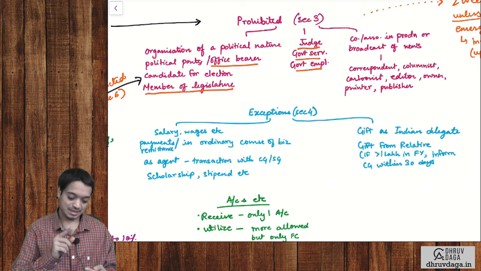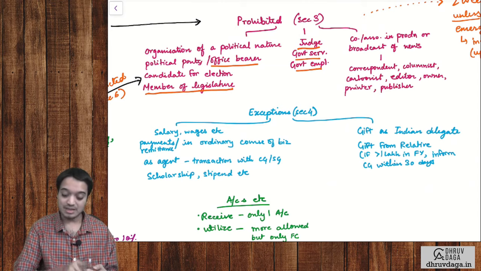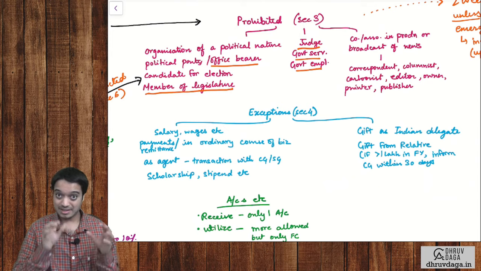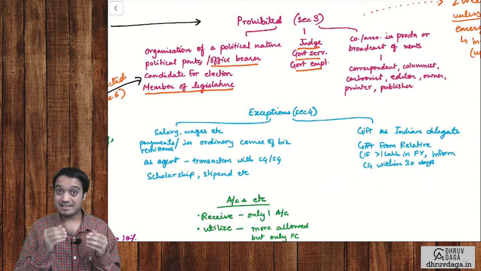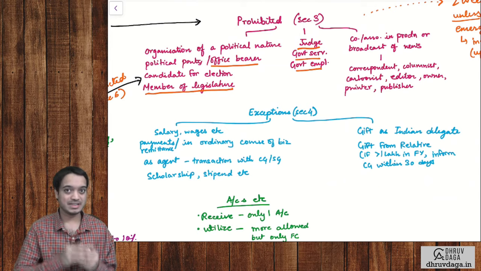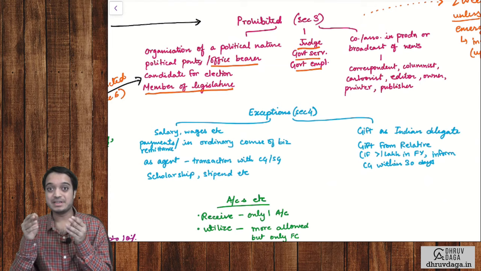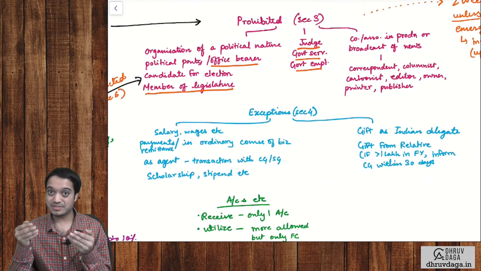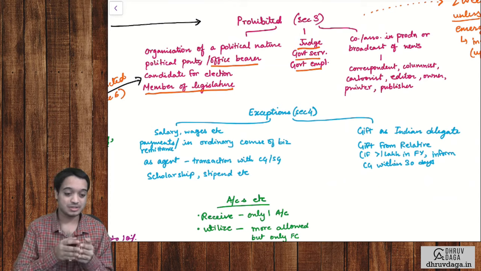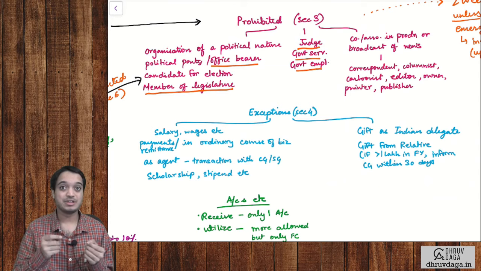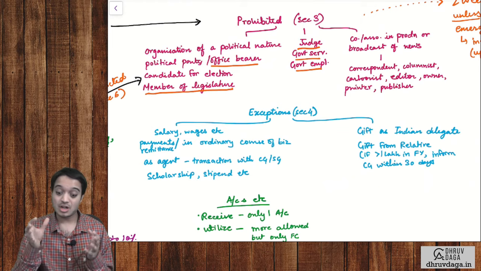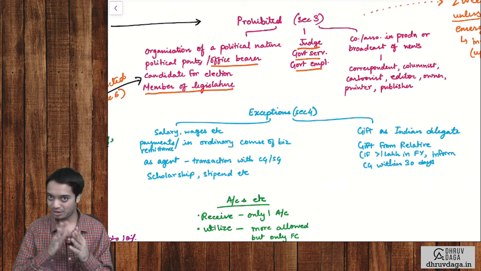If it is given to, number one, an organization of political nature, political party office bearers, candidates for election, members of legislature. The next set is judges, government servants, government employees. Then the third set is a company or association which is in the production or broadcast of news, and its columnists, cartoonists, editors, publishers, printers. All of these persons cannot accept any foreign contribution.